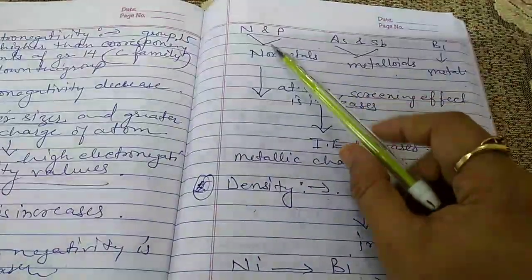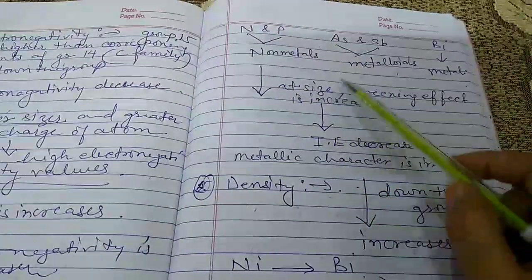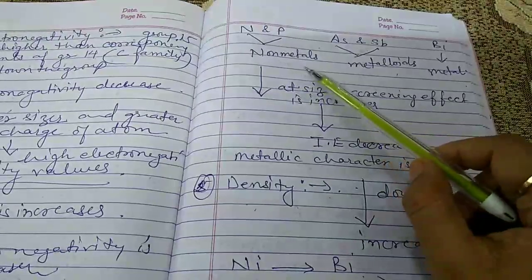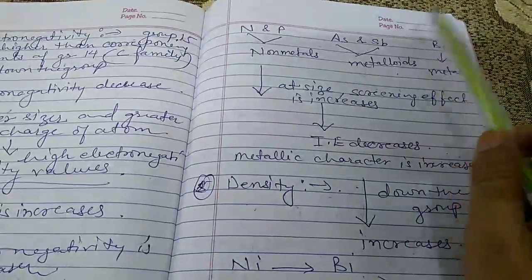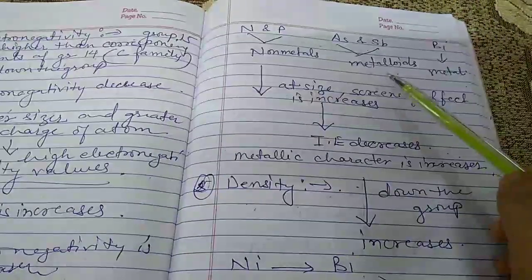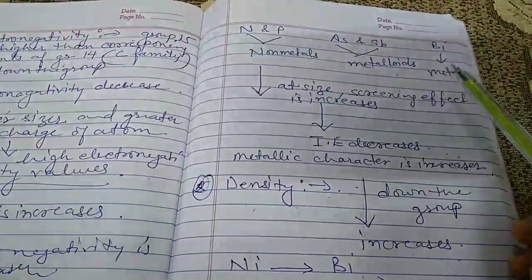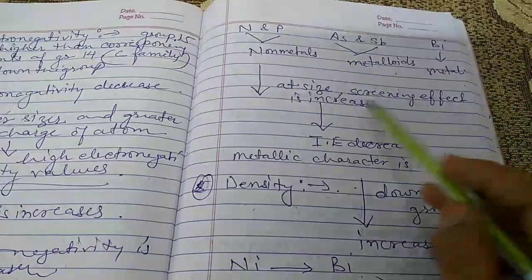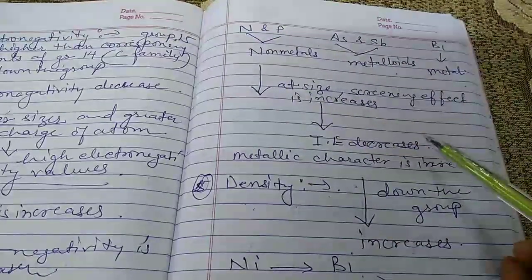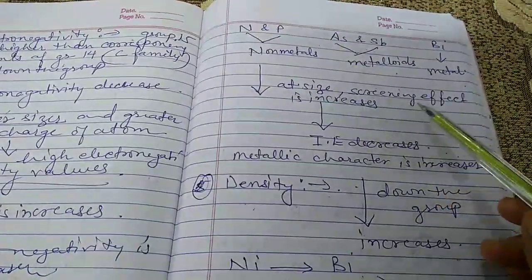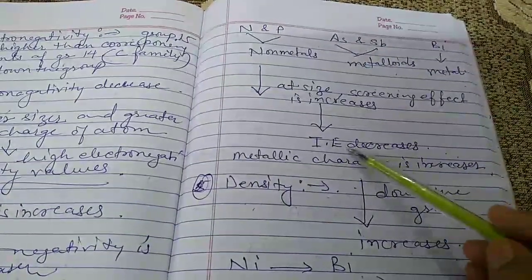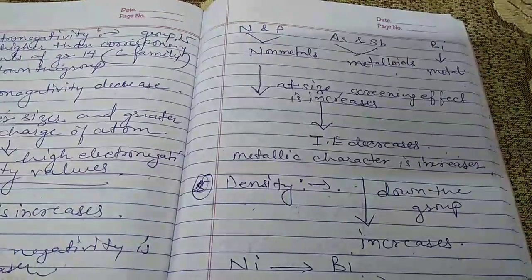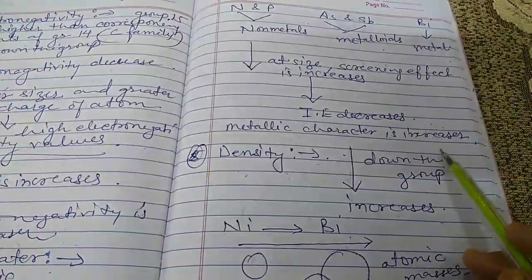Now this is the classification on the basis of the types of the element. Nitrogen and phosphorus are purely non-metals. Arsenic and antimony are metalloids, and bismuth is a metal. The atomic size and the screening effect increase as we move down the group, and this affects the ionization enthalpy. Automatically the ionization enthalpy decreases and the metallic character increases.